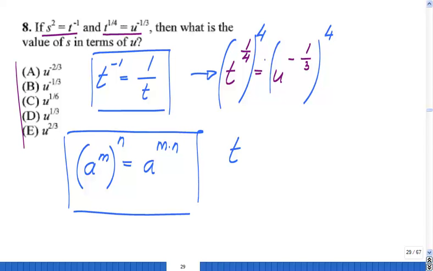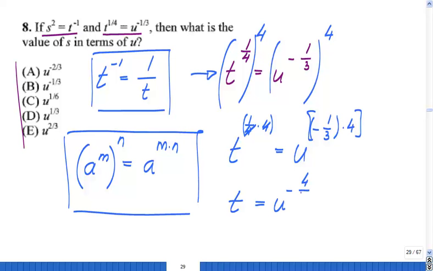Now, t to the power of 1/4, everything to the power of 4, would be t to the power of 1/4 times 4, which should equal u to the power of negative 1/3 times 4. If you want to use parentheses here, you can. T to the power 1/4 times 4 is 1, and that's what I was looking for. And that equals u to the power of negative 4/3. Now I'm looking for t to the power of negative 1, because I know that's equal to my s squared.